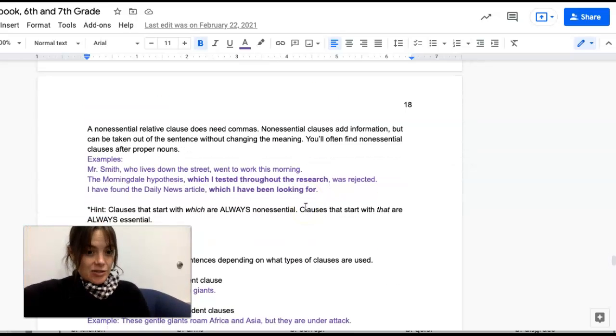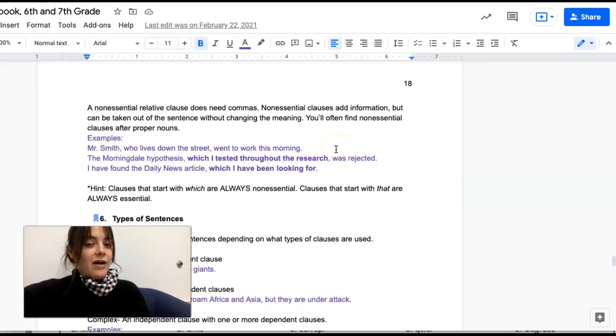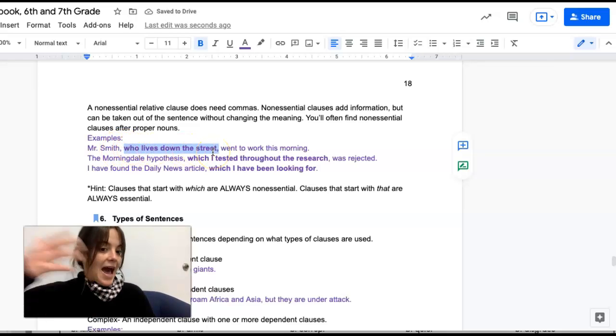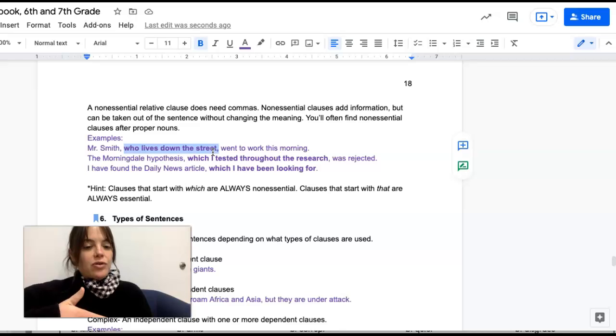Now, non-essential relative clauses, just like it sounds, okay, they are not essential to the sentence. So they add information, but they can be taken out of the sentence without changing the meaning. So you'll also often find non-essential clauses after proper nouns, because in that case, I already know exactly which noun I'm referring to. So like Mr. Smith, who lives down the street, I don't need that who lives down the street. It's adding information, but I've already given you the person's name, so I've already given you a proper noun. So that's just adding information. It's not essential to the sentence.